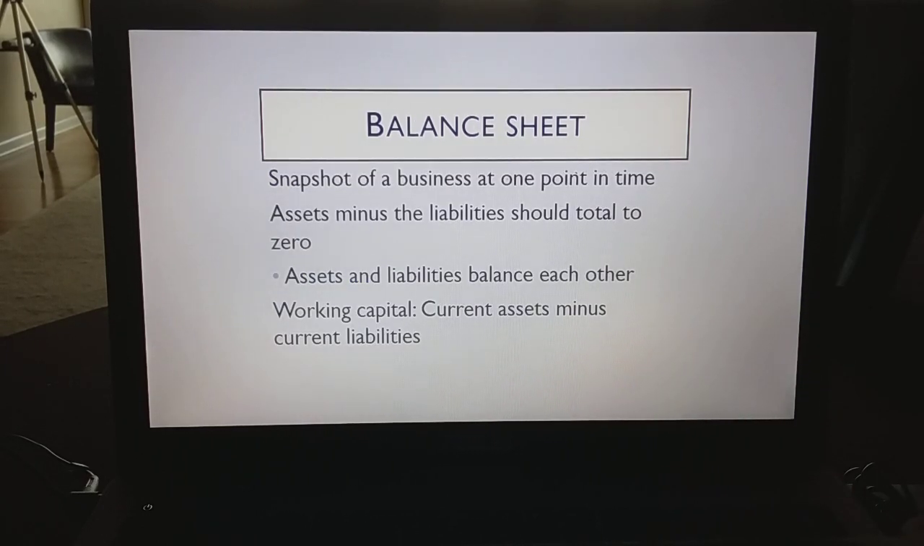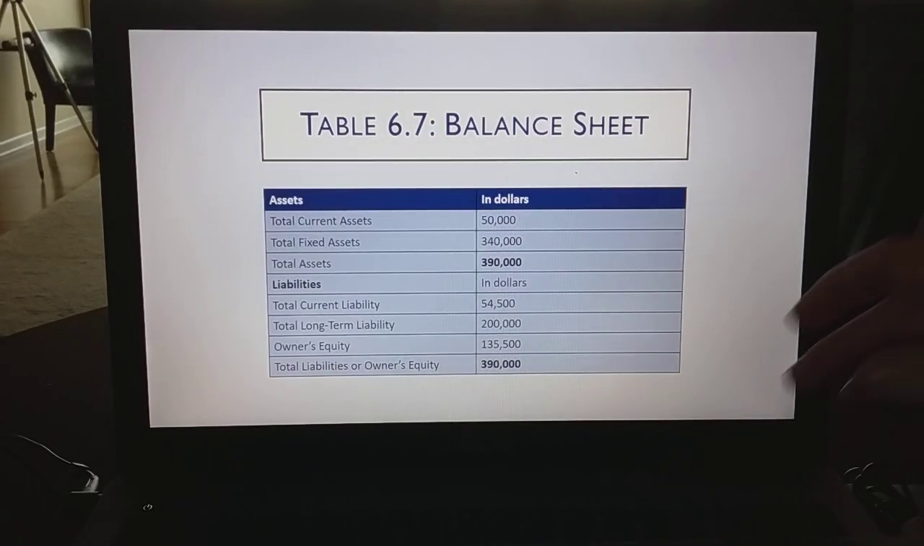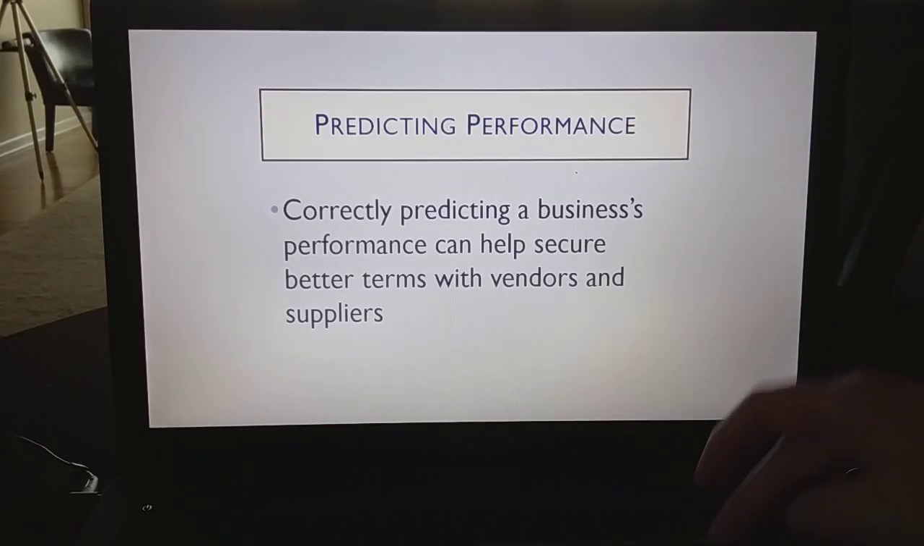Okay, so a balance sheet is basically a snapshot of the business at one point in time. It's not what happened yesterday. It's not what's going to happen tomorrow. It's what's happening at this very moment. So assets minus liabilities should total 0. So here we go, an example of a balance sheet.